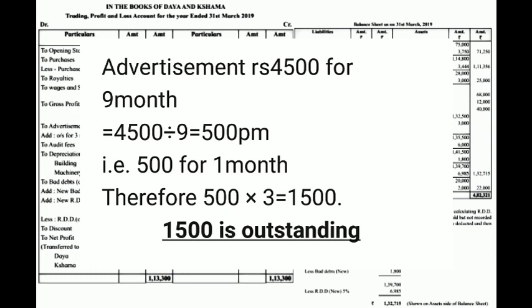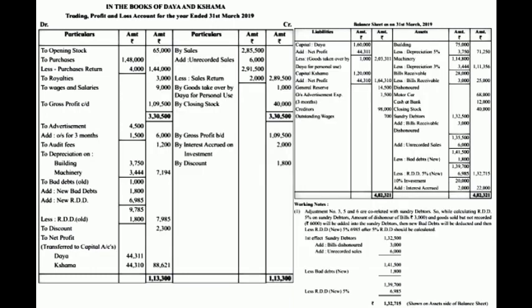So what do we have to do with this 1,500? First we have to go to the P&L account debit side. Below the advertisement we have to show add outstanding for 3 months 1,500. So the total comes to 6,000.